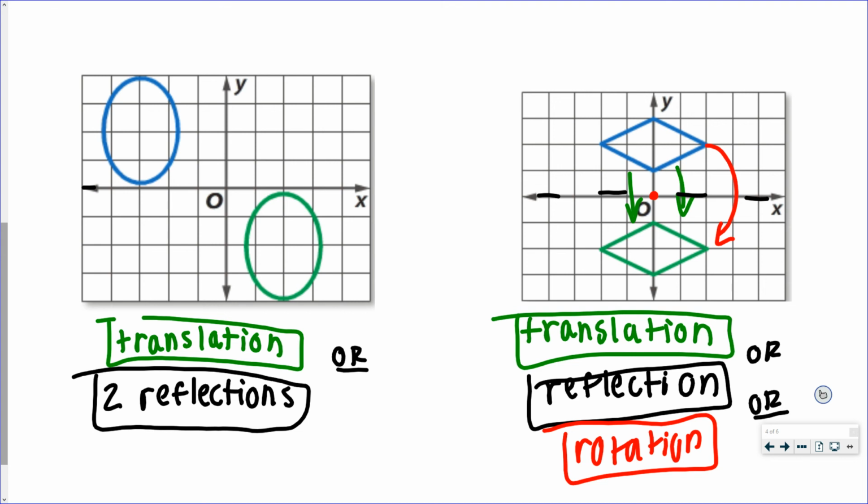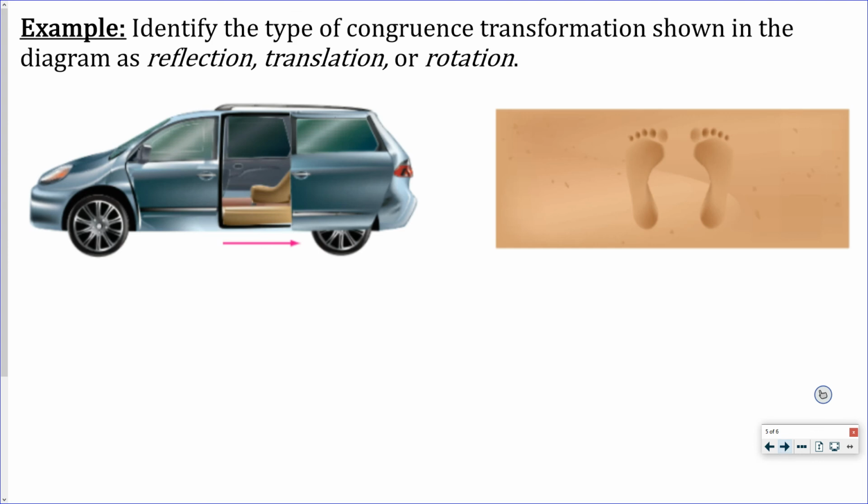First one I have for you is a van door. Same thing, identify the type of congruence transformation shown in the diagram. Reflection, translation, or rotation. What do we think for the van door? Translation, right? Like a sliding van door, translation.